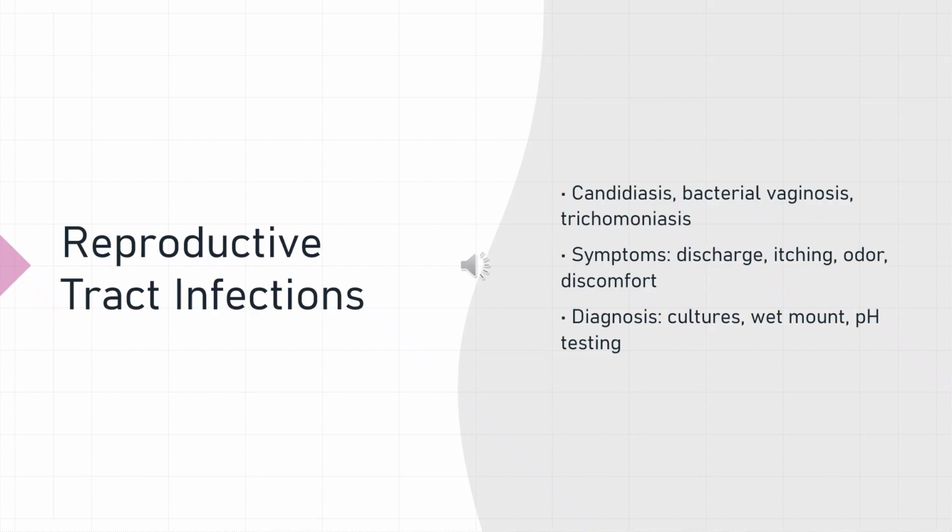Other RTIs that we are not going to go into in this lecture, but are in your ATI teachings and in your book, are things like vaginitis, which is bacterial vaginosis or a vaginal infection. This is due to an overgrowth of bacteria that is anaerobic.